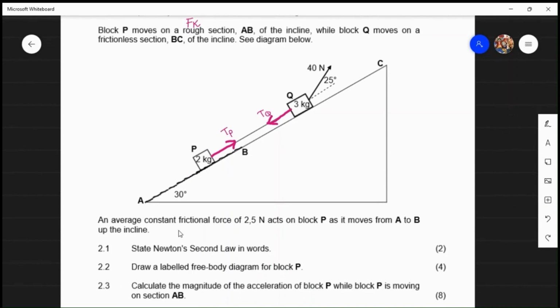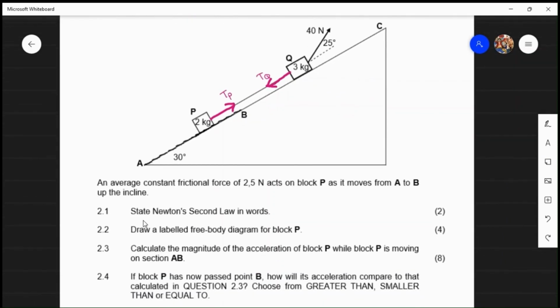The question continues to state an average constant frictional force of 2.5 newtons acts on block P as it moves from A to B up the incline. So our block P, which is our 2 kg mass, has a 2.5 newton kinetic frictional force that is acting down the incline as it moves between points A to B. Next, we have question 2.1.